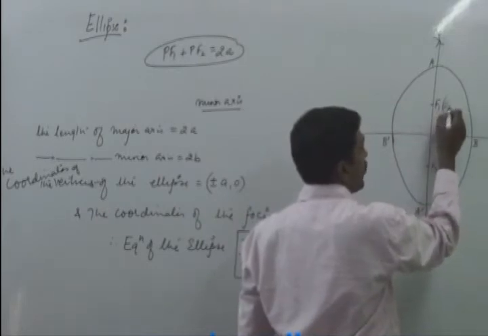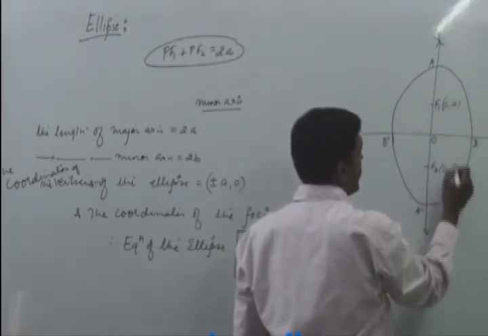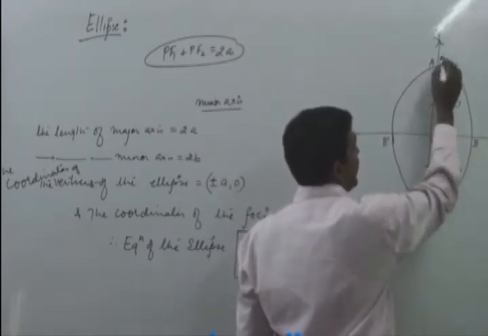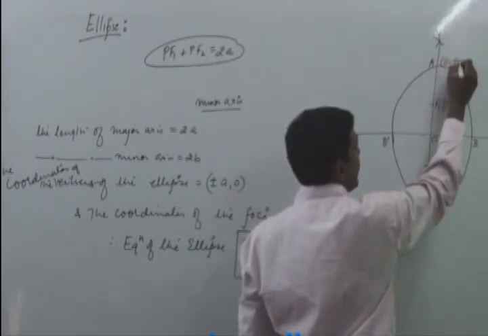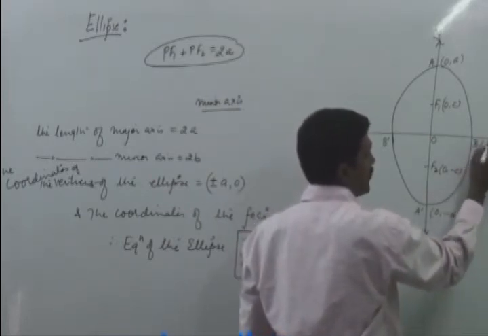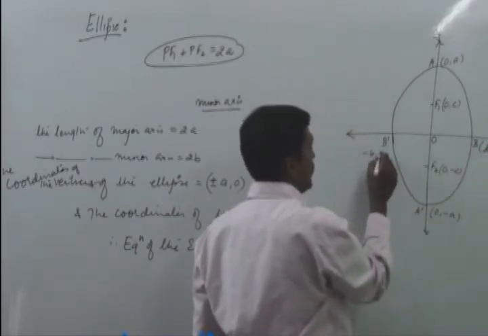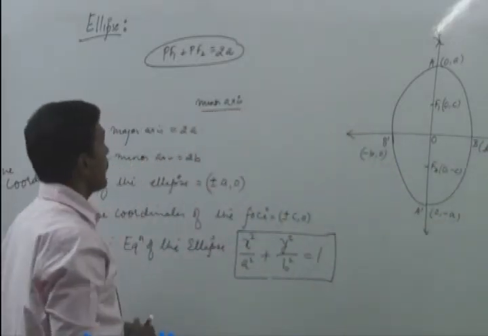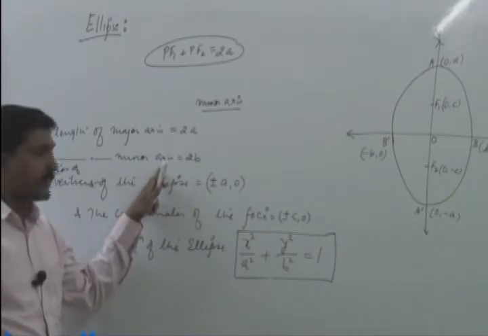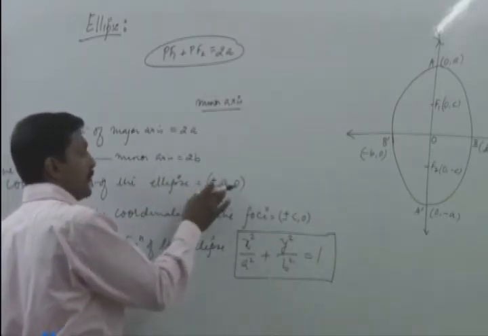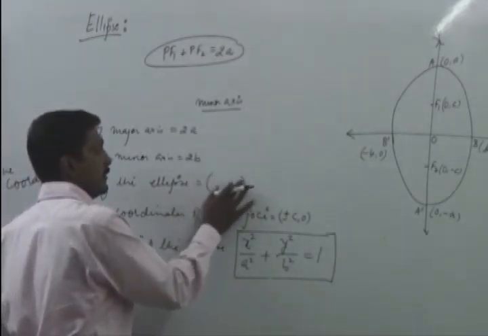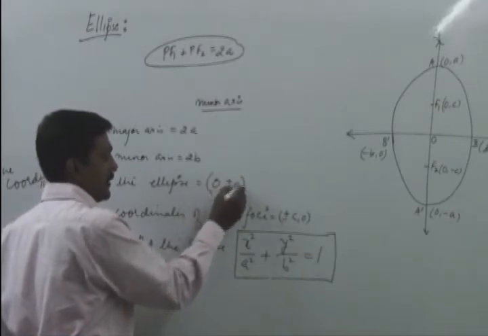Here F1 and F2 will be (0, C) and (0, -C), and the vertices (0, A) and (0, -A). And (0, B)... sorry, (B, 0) and (-B, 0). In this case, the length of the major axis and the length of the minor axis remain the same, but the coordinates of the vertices become (0, ±A).